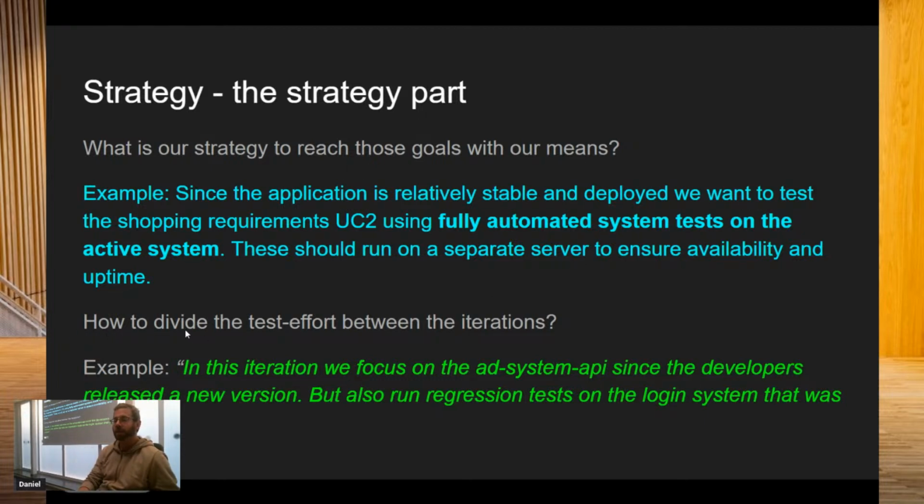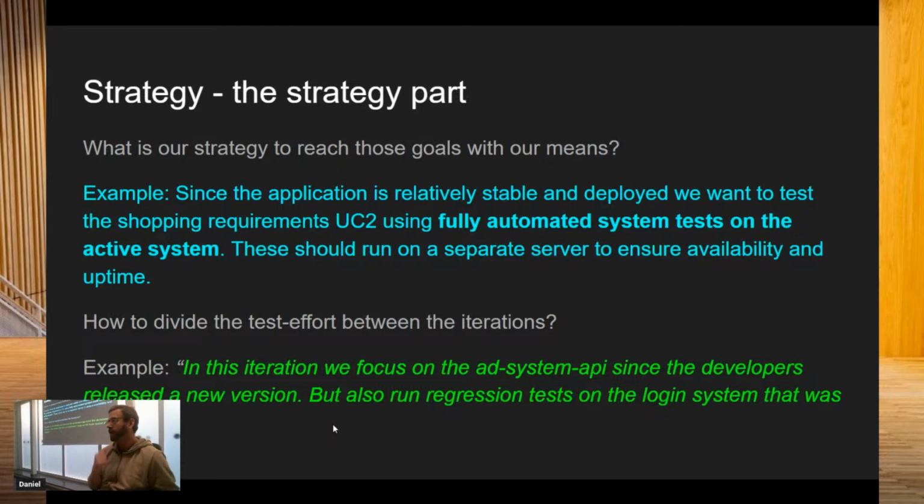We can have different strategies. So if we have limited means like time, and usually we also need to think smarter. So perhaps we divide the testing effort between different iterations. So in this iteration, we focus on the add system API since developers released a new version. Makes sense. We also run regression tests on the login system that was updated. Yeah, makes sense, right? So we can have strategies that, okay, we're not going to test everything because we don't have time to do that.